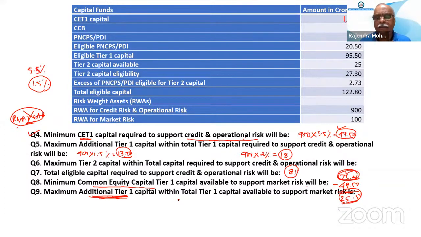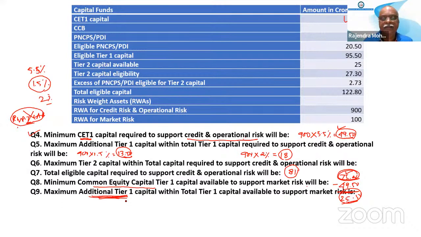Sir, here minimum and maximum are both the same, right, sir? In this case, minimum, because total availability is only 75. Minimum and maximum are not the same. Maximum means you can take more than that also. Minimum is the requirement as per this 5.5, 1.5, 2%. You can keep more than that, but the minimum is the eligibility. That is what is eligible. So what will the maximum additional tier 1 be?